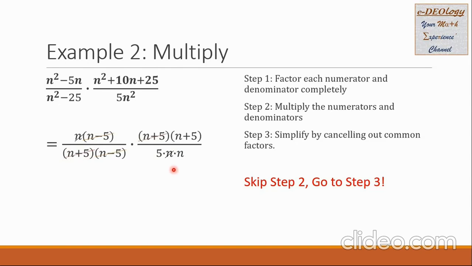And then we will just collect the remaining factors. In the numerator, only the n plus 5 remains. In the denominator, we write the 5, also this n. So this n plus 5 over 5n is our final answer.